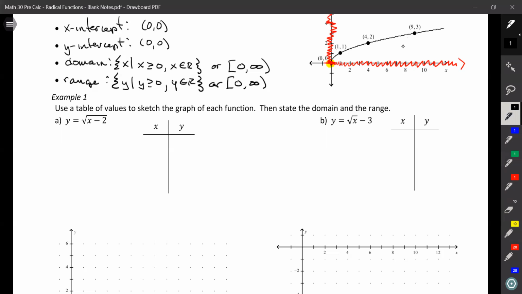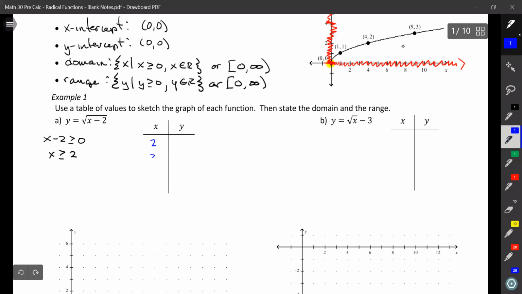We know that x minus 2 has to be greater than or equal to 0, because if it's any less, you can't find the square root of a negative number. That means x is greater than or equal to 2. So I would start my table at 2. I'll go 3, I'll go 6, and I'll go 11. The reason I chose those was so we can graph it easier, so that when we subtract we don't get some strange numbers.